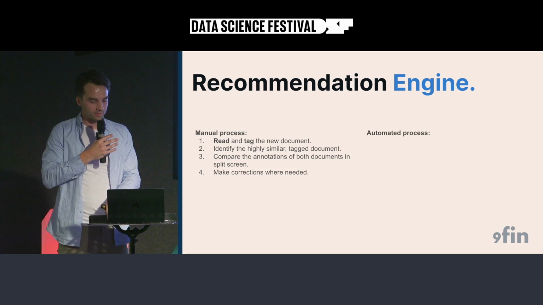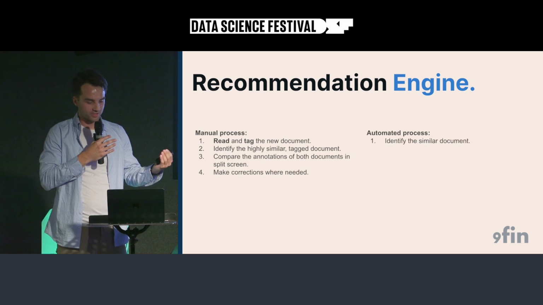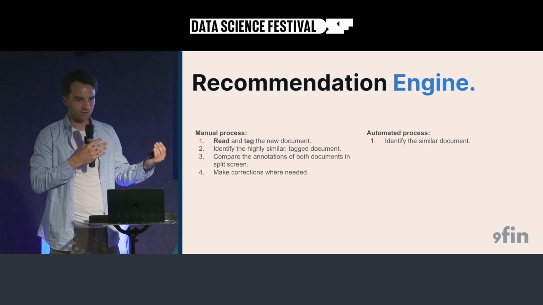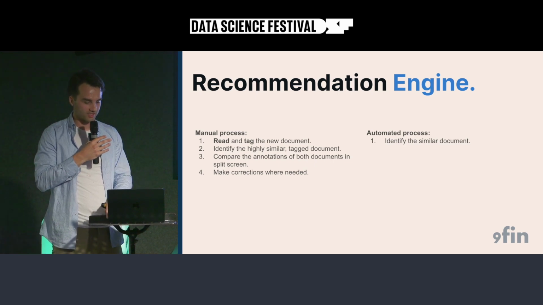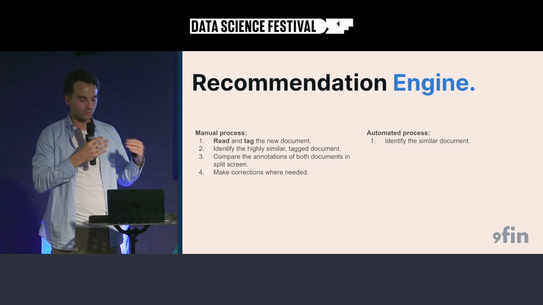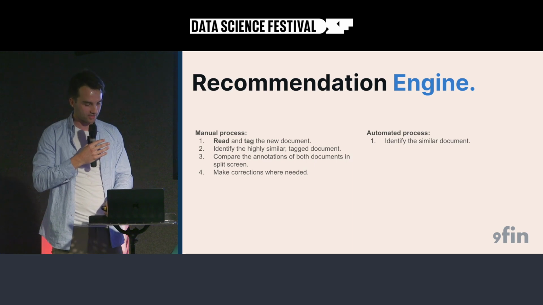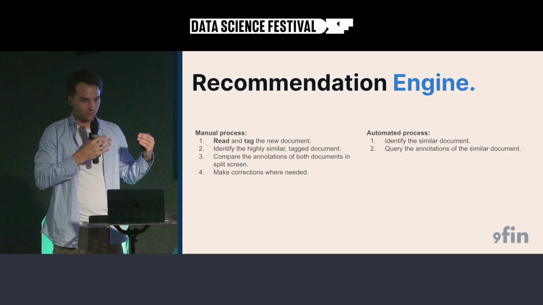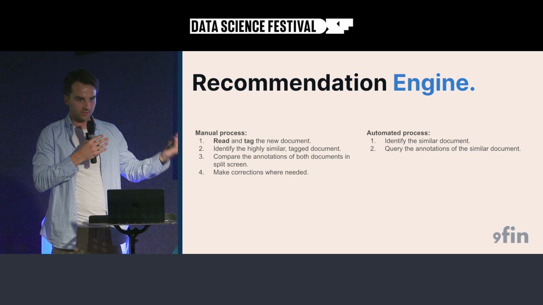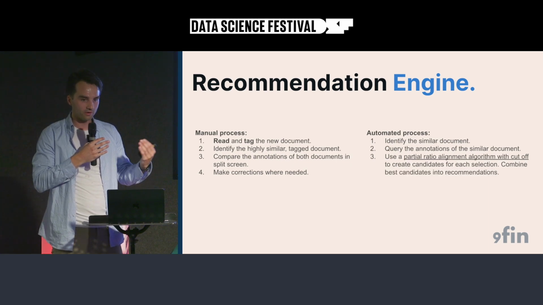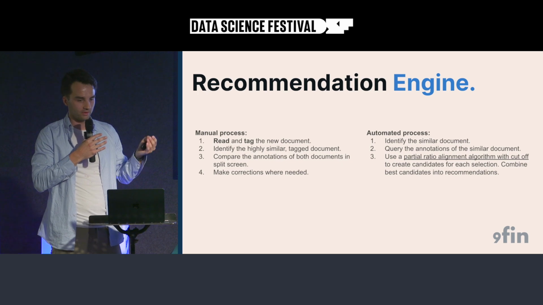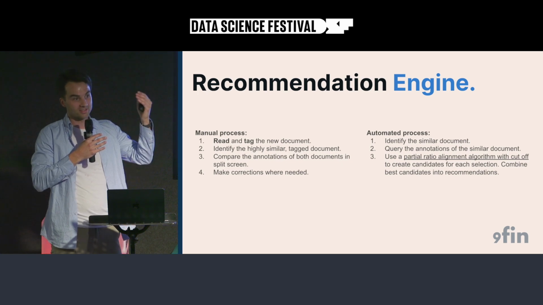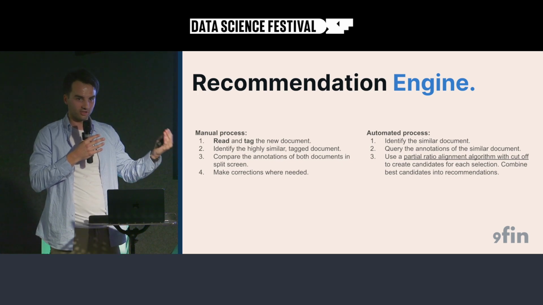How did we automate this process? We first automatically identified a similar document. We used some hashed n-grams with a Jaccard similarity algorithm to do this, and we also rely on Elastic for this. We query the annotations from the database from this highly similar document, and then we overlay these annotations on top of the new document by basically scanning the new document with a partial alignment algorithm.